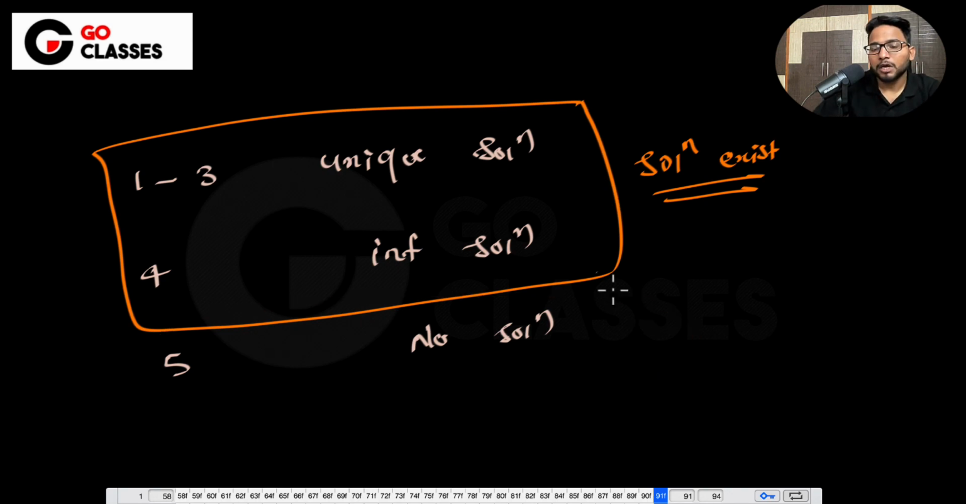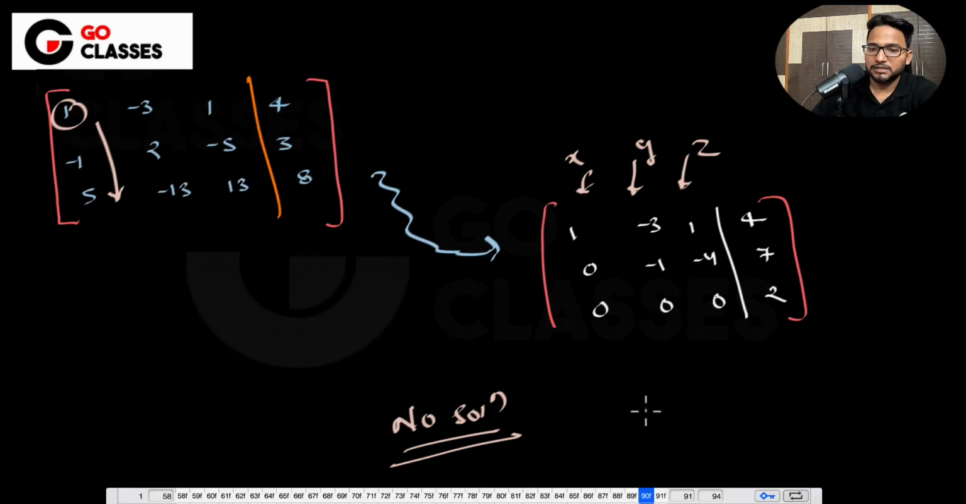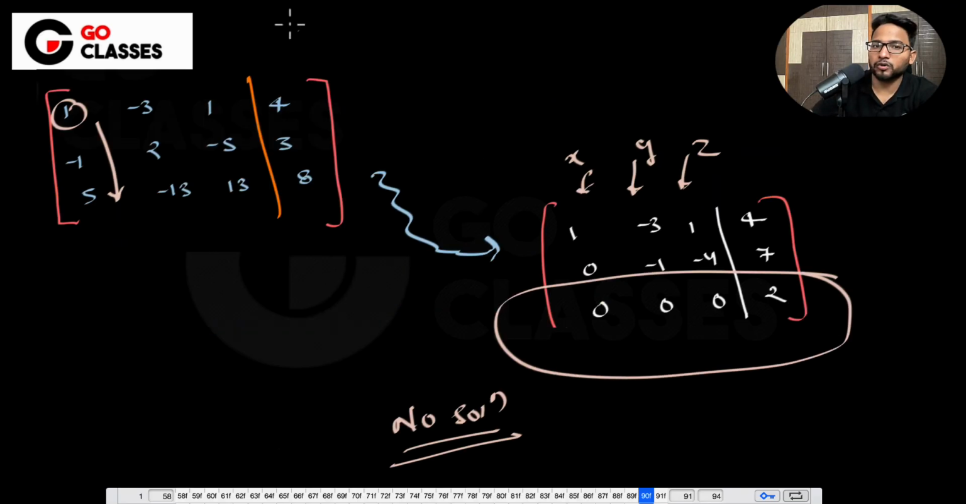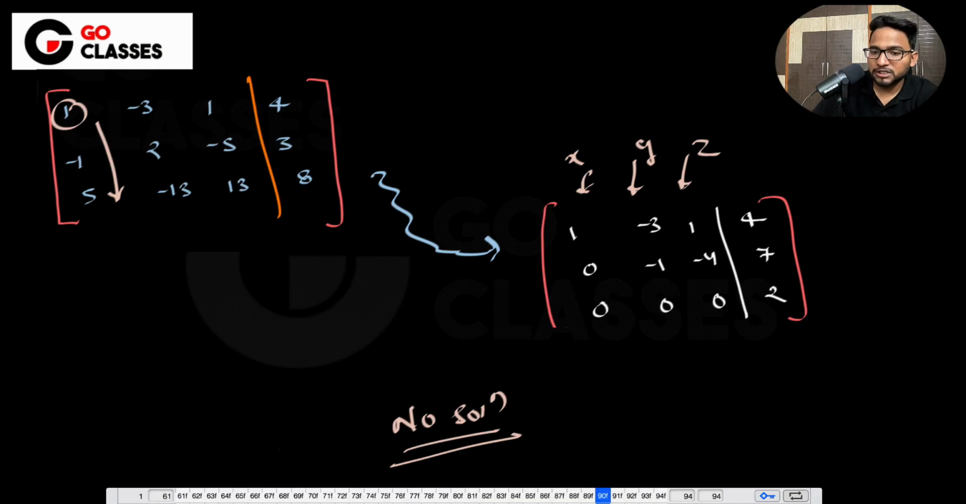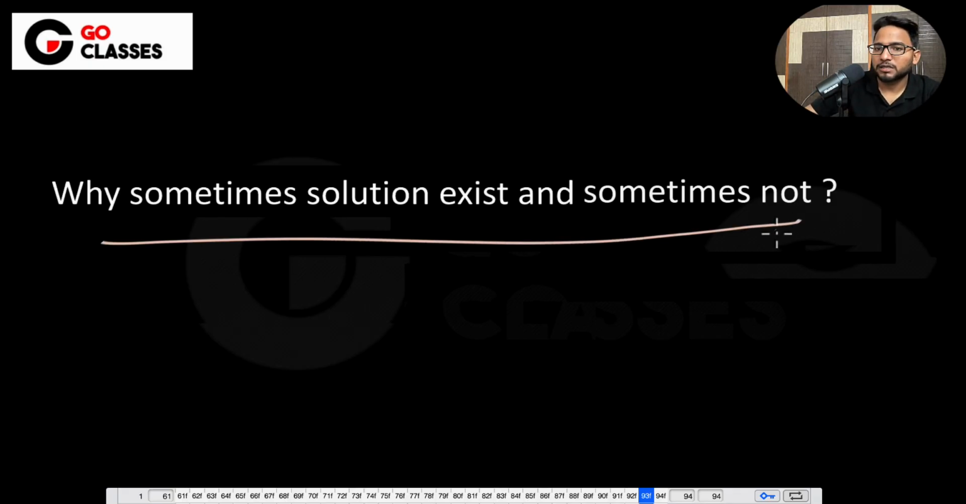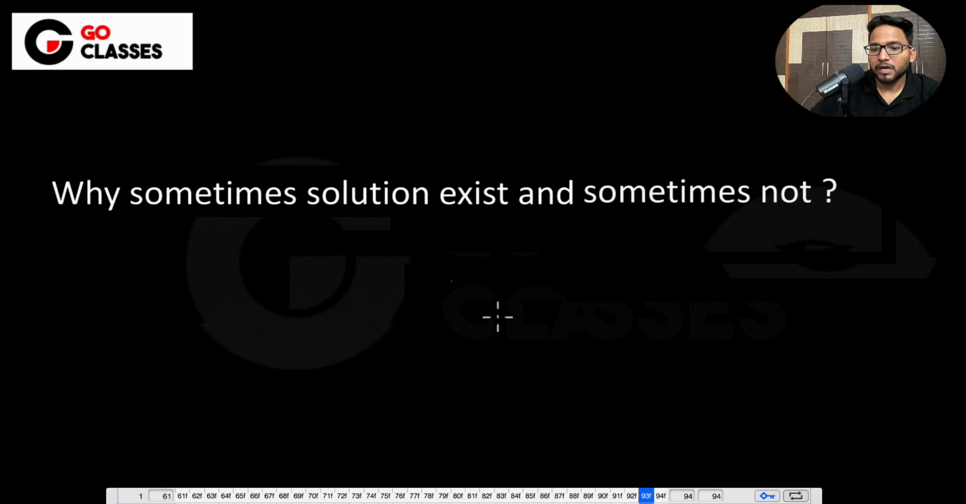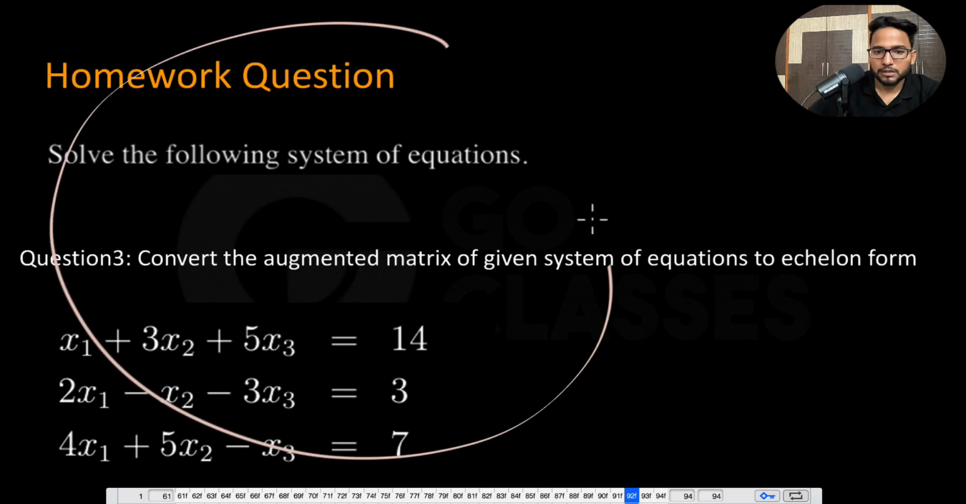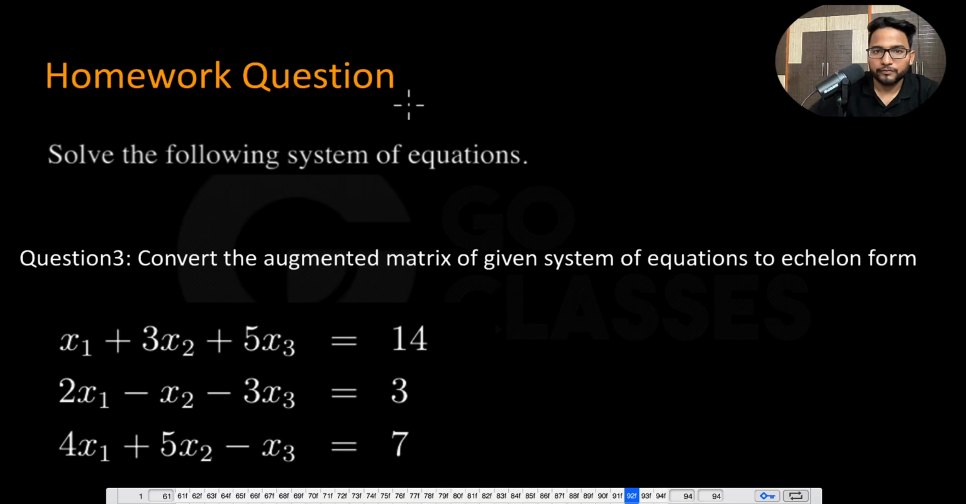Now we need to figure out some argument or logical statement where I can say that this kind of thing is existing, that's why the solution exists, or this kind of thing is existing, that's why the solution does not exist. See, the solution does not exist here. Why? Because 0 equal to 2, right? But let's do this in a more formal way. If I ask you why sometimes the solution exists and sometimes not, then you need to answer this question. And you can also solve this particular homework question. I think this is the one homework question that you can solve.